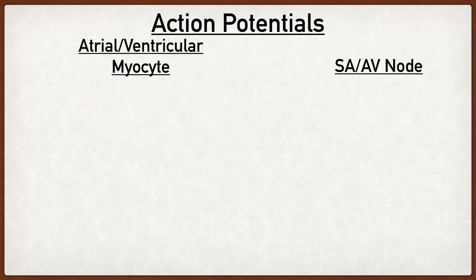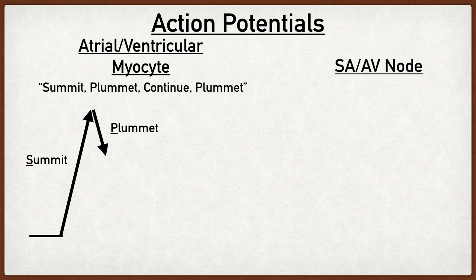Starting with the atrial and ventricular myocytes that lead to contraction, all you need to remember is summit, plummet, continue, plummet. You don't even realize it yet, but you have just learned everything you need to know about this action potential and the ions involved. So here's how it works. We're going to first draw out the action potential. So first we're going to summit, then we're going to plummet, then we're going to continue, then we're going to plummet.